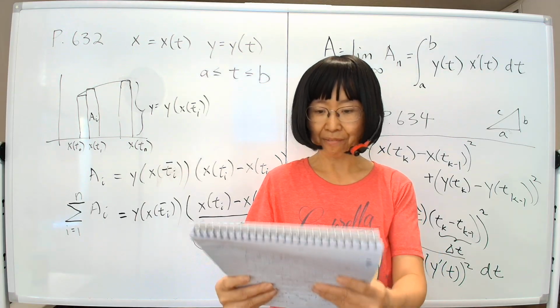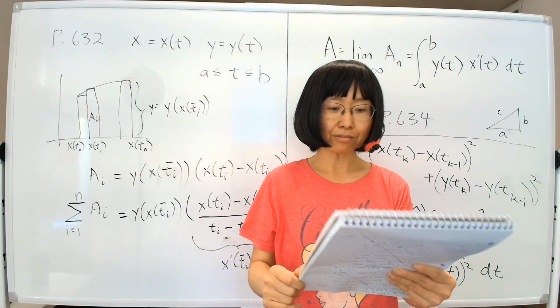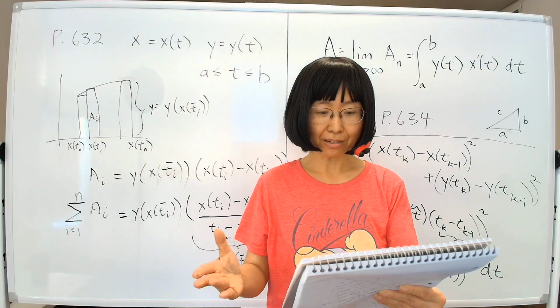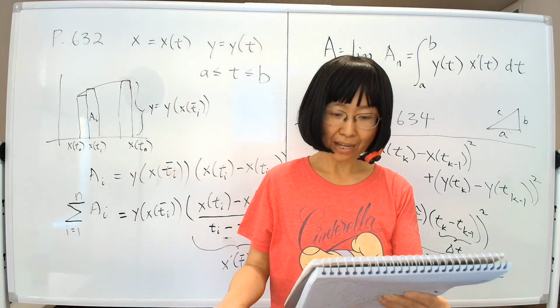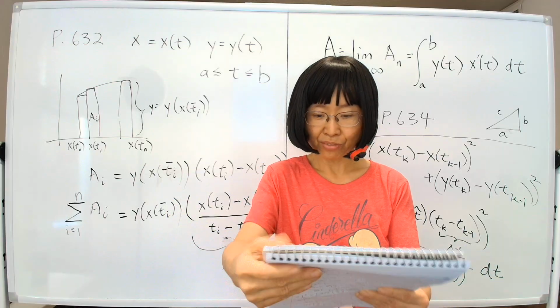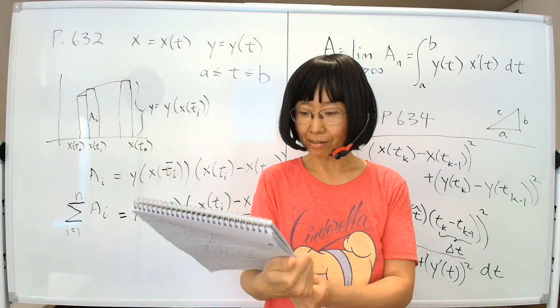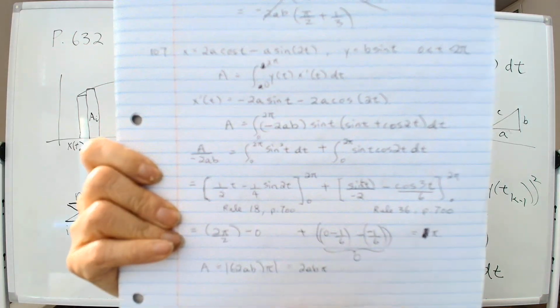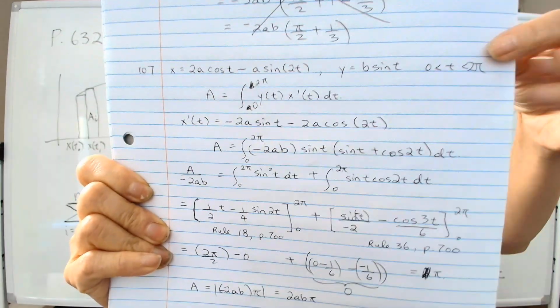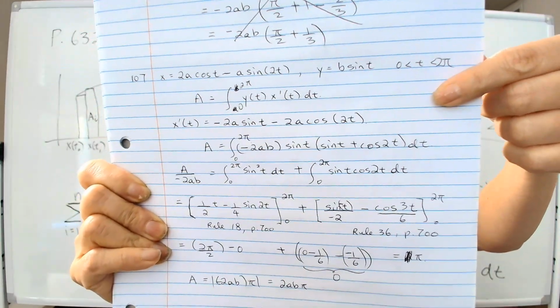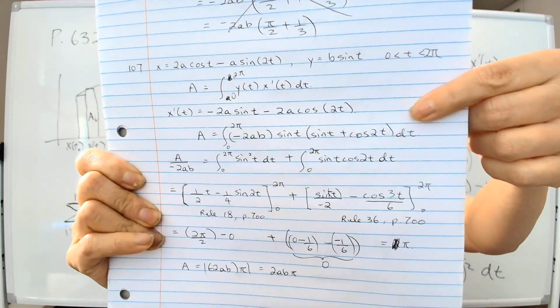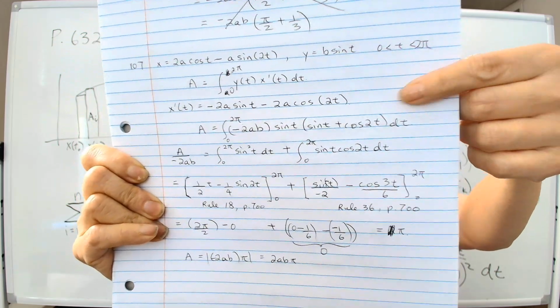The area. So to calculate the area, you write down the formula of the area. You take the derivative of x, and then you come up with some integration that looks a bit hard, but not impossible. So here's what I did. I wrote down the formula. You're supposed to take x prime of t, which I did. It's right here.